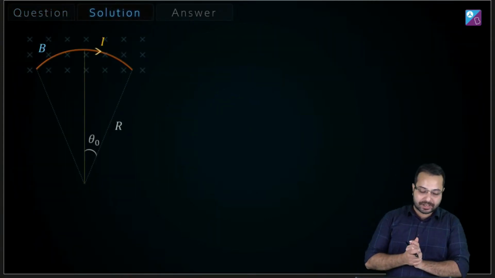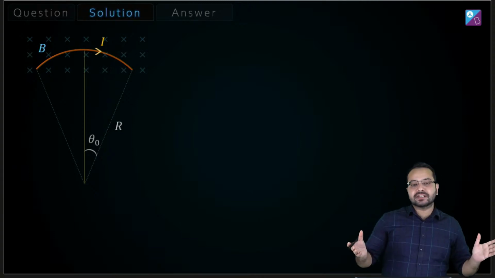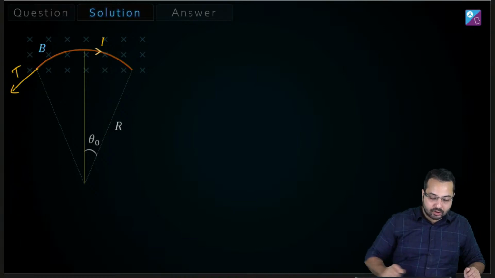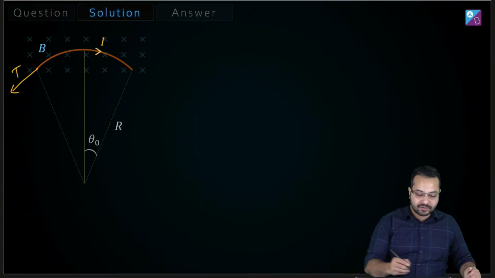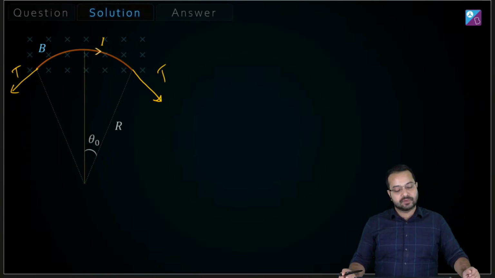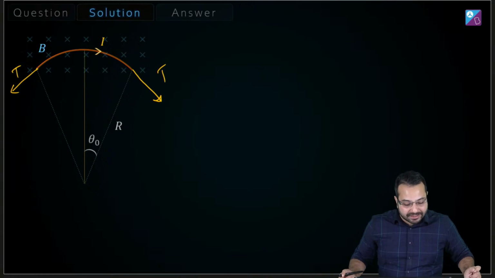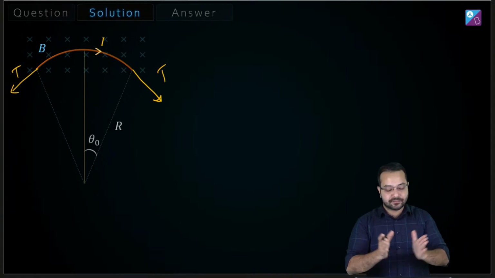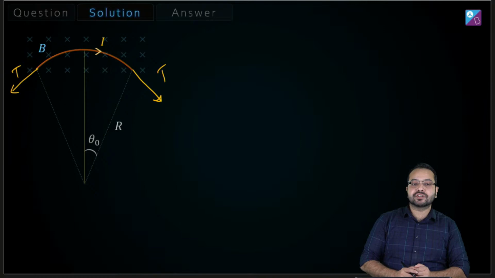So now let's try to solve this. So the first thing is, what is the free body diagram? So obviously the tension is going to act along the wire. So at this point the tension is going to be tangential. Do you agree? The tension is going to be like this. Now what will be the direction of magnetic field? And what will be the direction of magnetic force? And what will be the value of magnetic force? Can you figure that out?